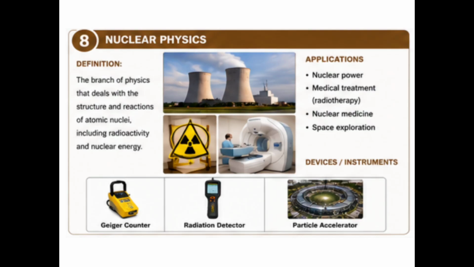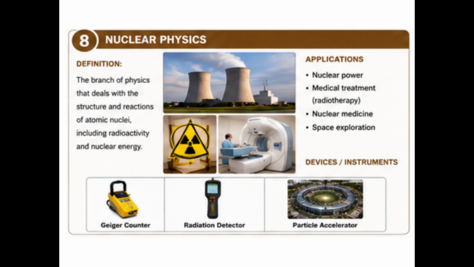Now, nuclear physics. Nuclear physics is very related to atomic physics, while atomic physics studies the entire atom and what it can be used for, nuclear physics concentrates its emphasis on the nucleus. That is to say, we are dealing with the proton and the neutrons predominantly, and how it can be of help to human existence. The branch of physics that deals with the structure and the reaction of atomic nuclei, including radioactivity and nuclear energy. You get it? So it's mainly about radioactivity.